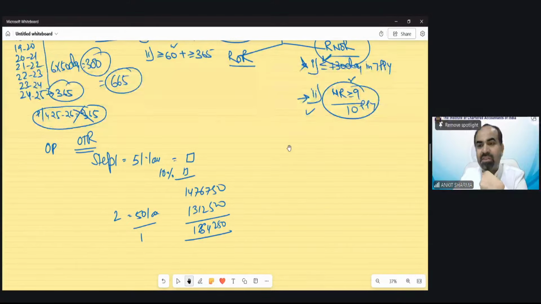729 means less than 730. Yes, Adil, exactly. Arju is saying page 2.21.